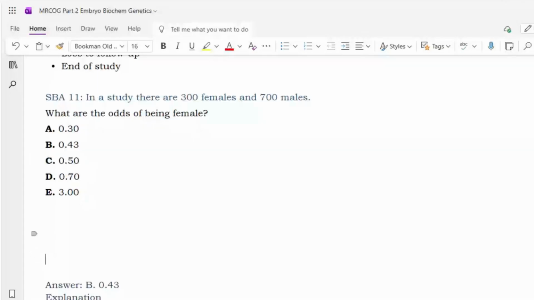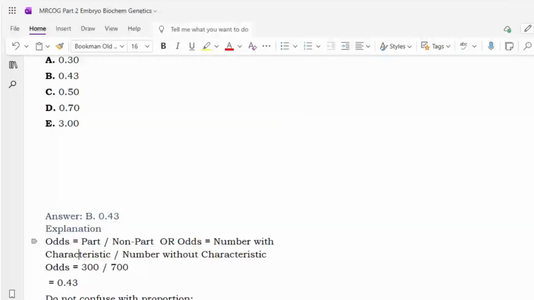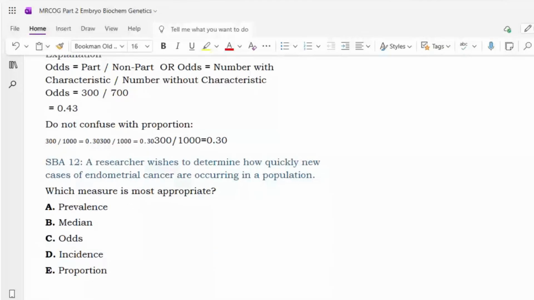Odds equal to part upon non-part. Odds equal to number with the characteristic divided by number without the characteristic. Okay. Next.